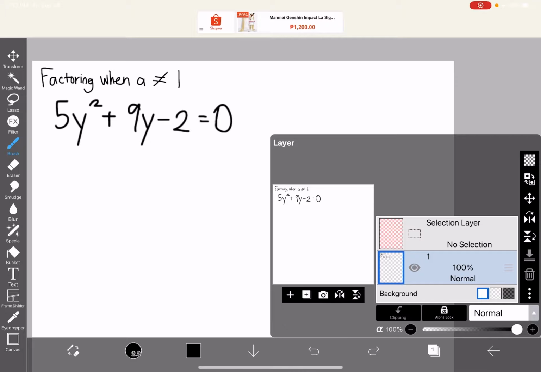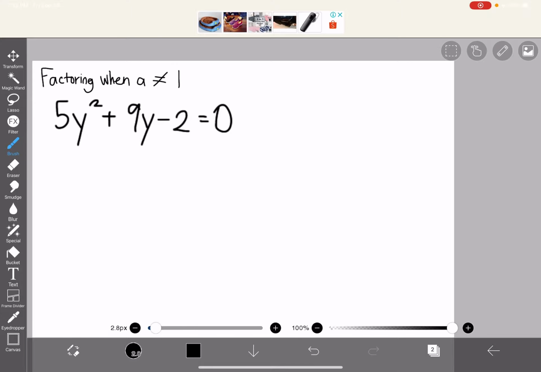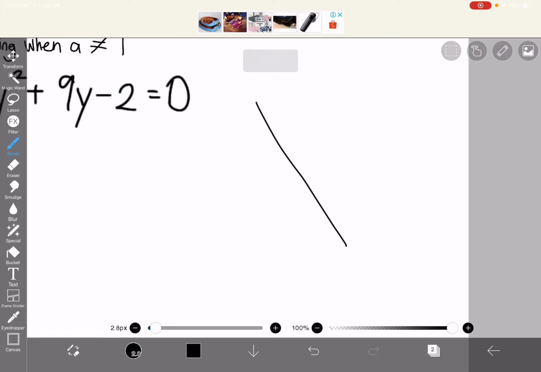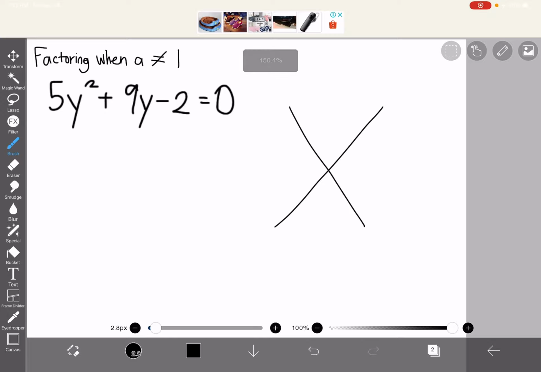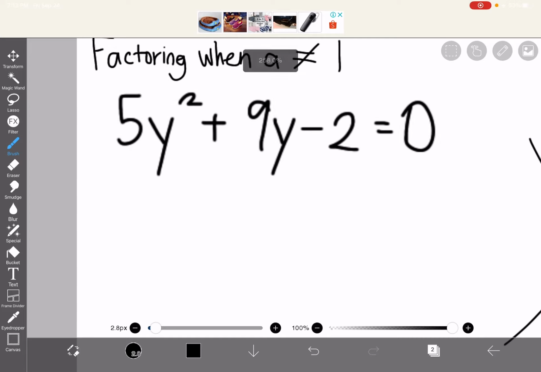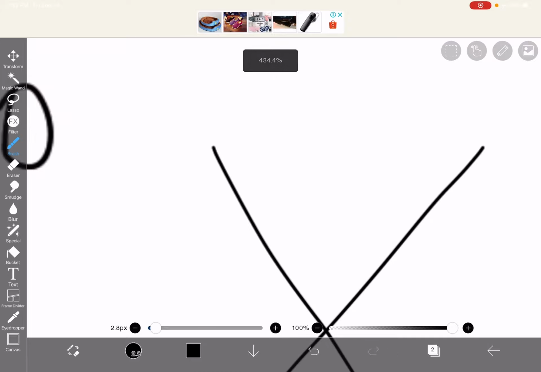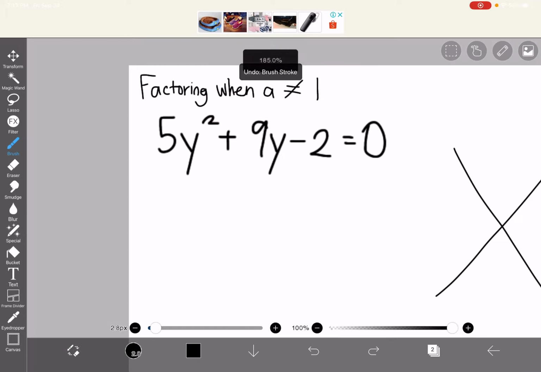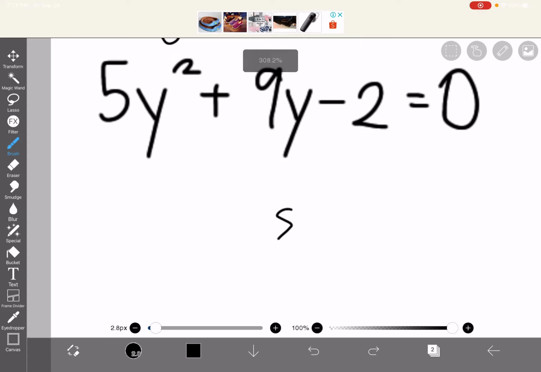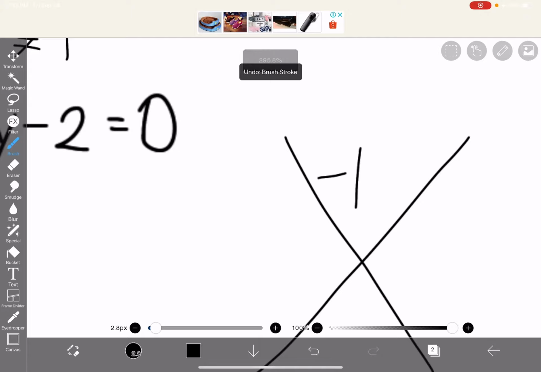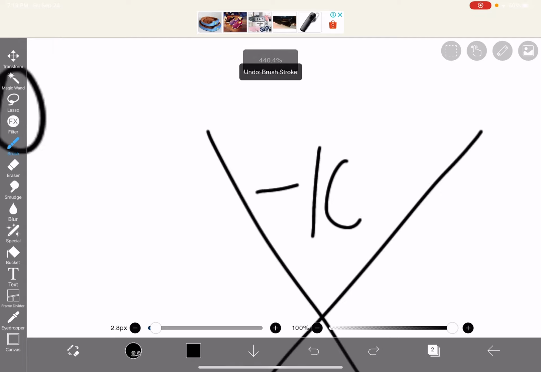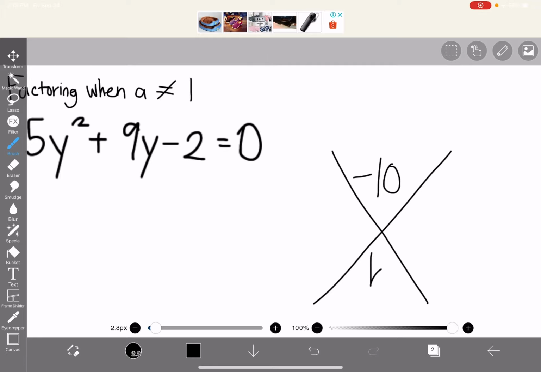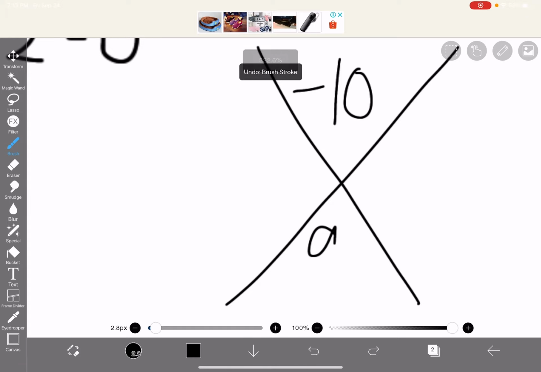It might be a bit complicated to grasp, but just try to listen and hopefully it won't be that hard. First, you'll draw a huge x. Then, we'll be multiplying a times c over here. So, 5 times negative 2 is negative 10. Then, let's place b, or aka 9, over here.